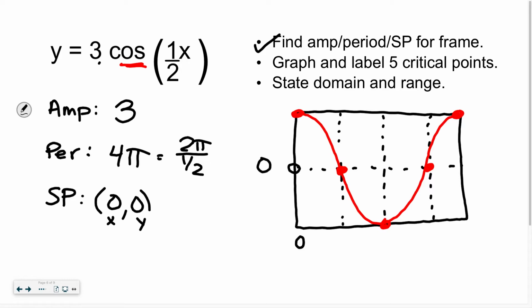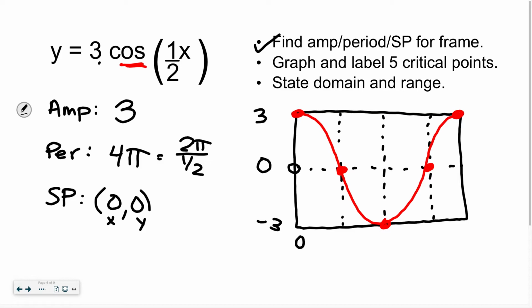That's my vertical spacing. So once I decide what my y coordinate is for my starting point, I just have to add and subtract my amplitude from that. So 0 plus 3 is 3, and 0 minus 3 is negative 3. So all the points on the top of my frame have a maximum y of 3, and all the points on the bottom of my frame have a y value of negative 3. And in the middle, if you're on the midline, you're 0.